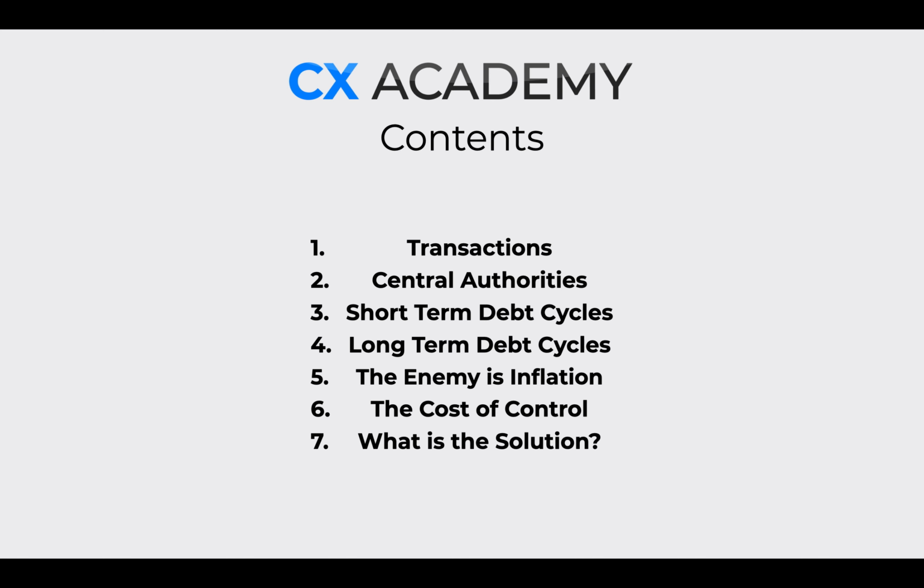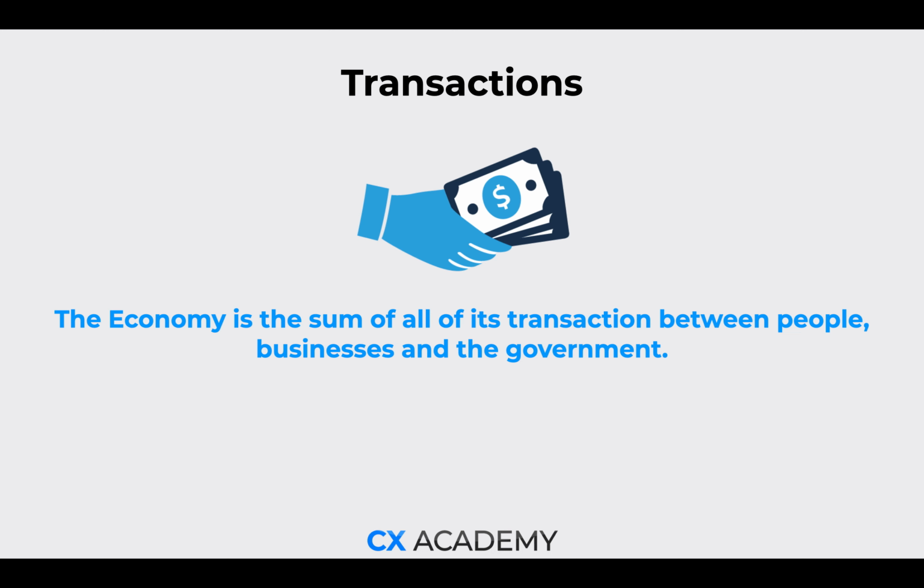Okay, so again, briefly, the contents of this module: we've got transactions, central authorities, short-term and long-term debt cycles, inflation, the cost of control, and what is the solution. Now, we all know what the solution is, okay? That's going to tie nicely on to the next module. So let's get on with it.